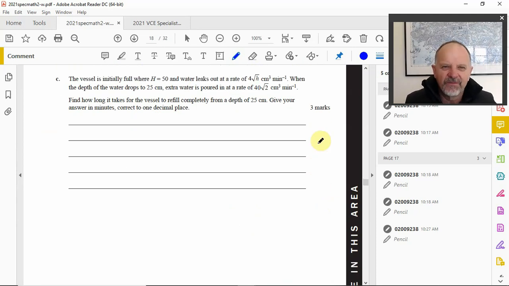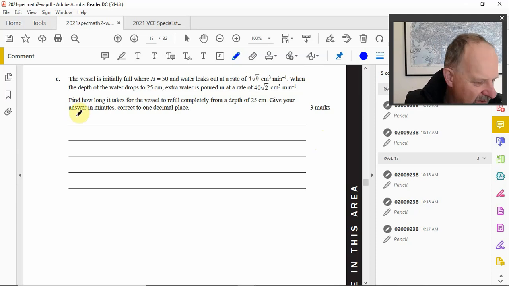Vessel when initially full, where h is 50, the water leaks out at that 4 root h. When the depth of water drops to 25, more is put in. How long does it take to refill? All right, how long is time? And refill, get the water depth back up to 50. Answer in minutes correct to 1 decimal place.